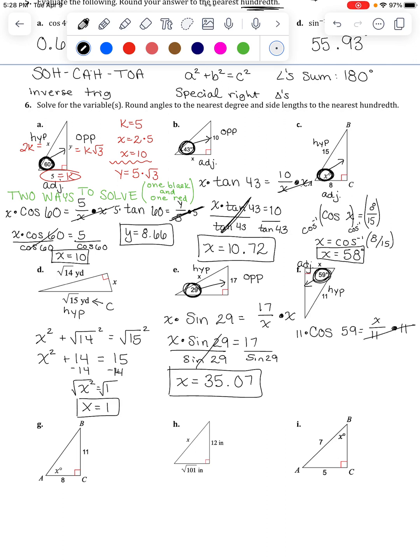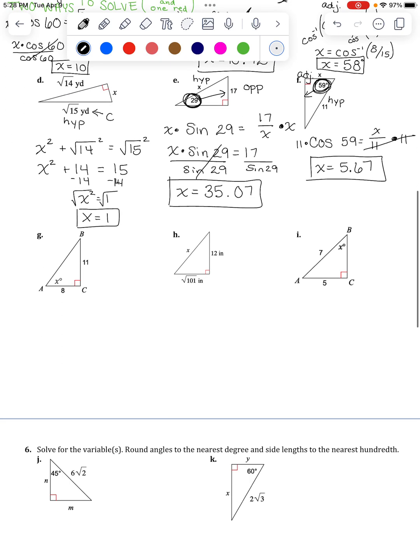Variables in the fraction, you multiply by the denominator. So I multiply by 11. X is alone now, so 11 times cosine of 59 is the math I'm doing. And I get 5.67 because I'm solving for a side length. I'm rounding to the nearest hundredth.